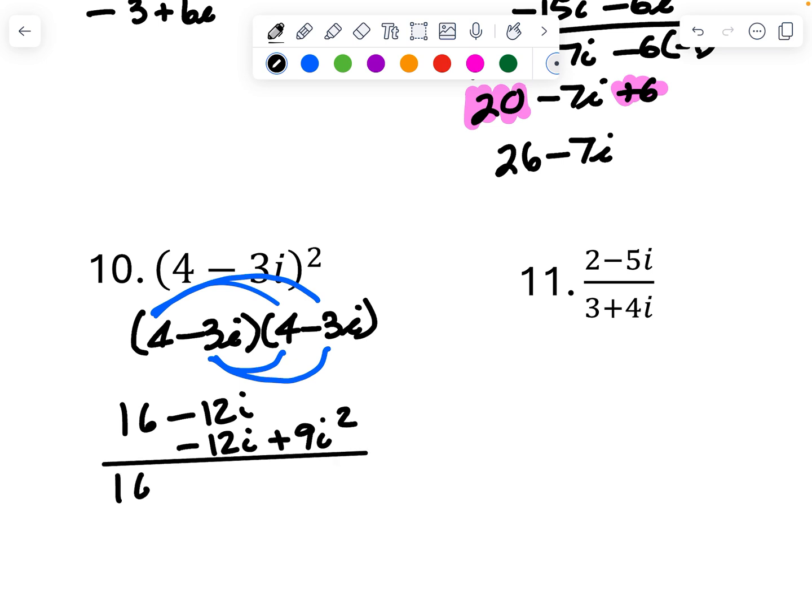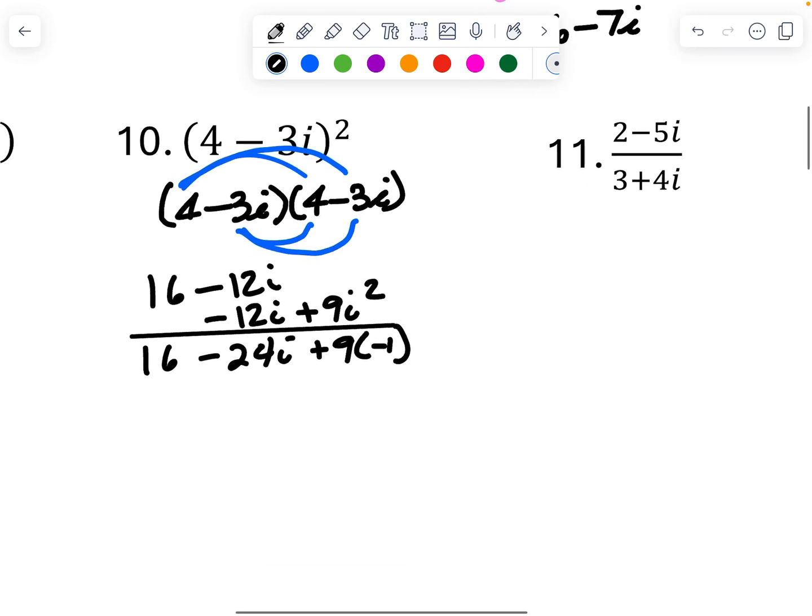That gives us 16 minus 24i plus 9 times negative 1. But 9 times negative 1 is negative 9. So that's going to give us 7 minus 24i.